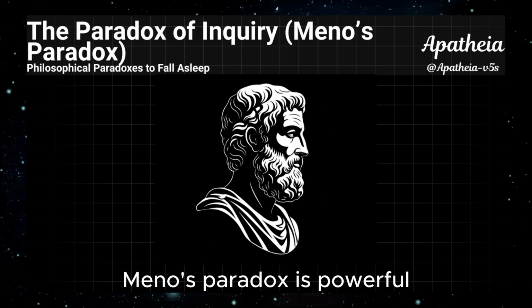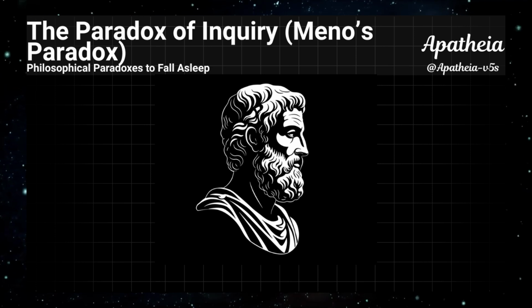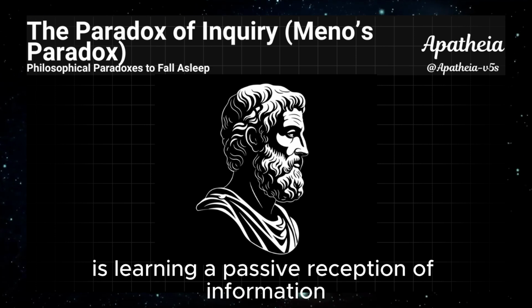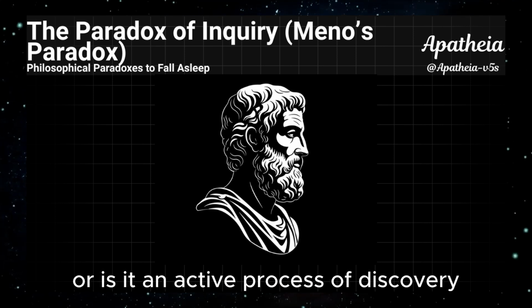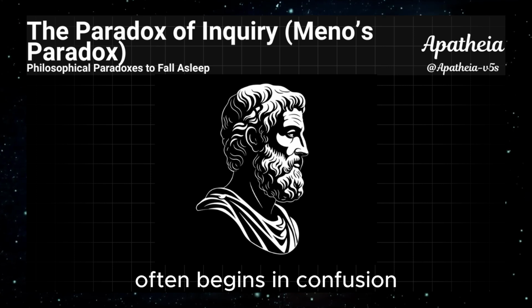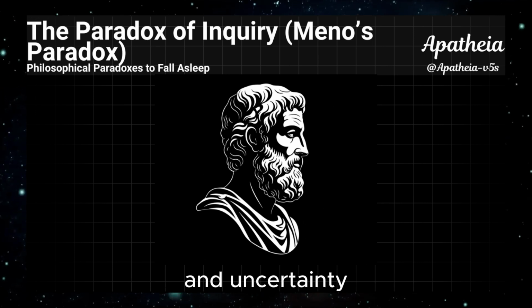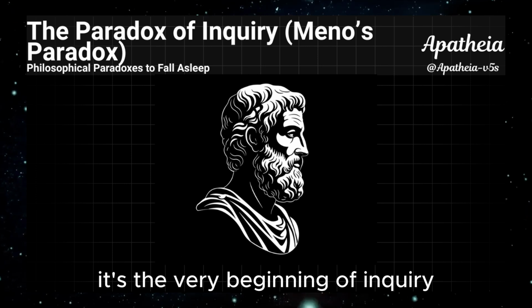Meno's paradox is powerful because it forces us to examine how knowledge begins. What does it mean to learn? Is learning a passive reception of information, or is it an active process of discovery? The paradox reminds us that learning often begins in confusion and uncertainty, that not knowing something isn't a dead end. It's the very beginning of inquiry.